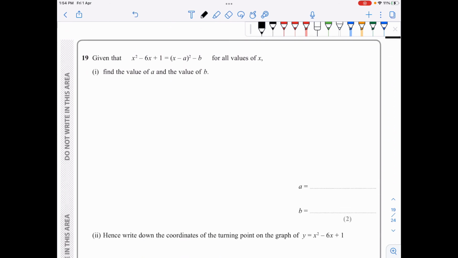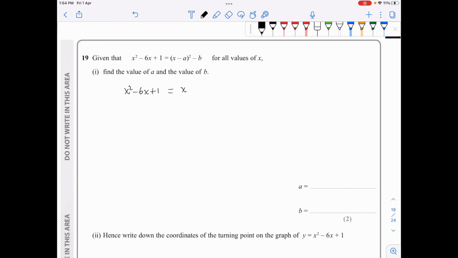We are being given that x squared minus 6x plus 1 can be written in that form. And we need to find the value of a and the value of b. This is calling for completing the square. I always start with x squared minus 6x plus 1.